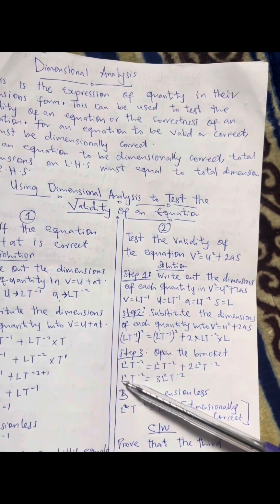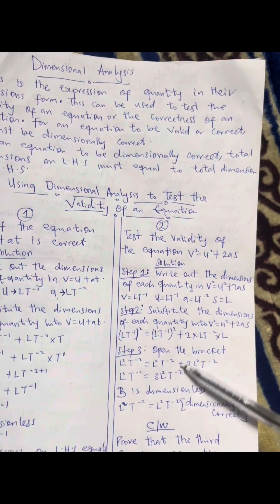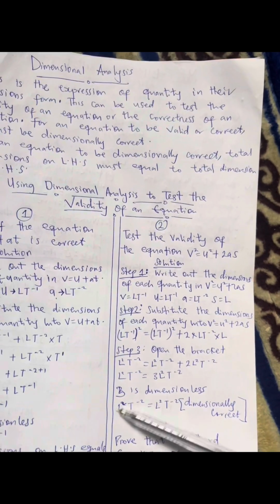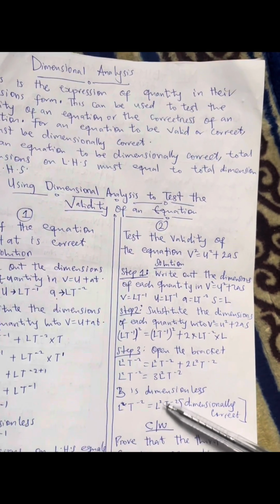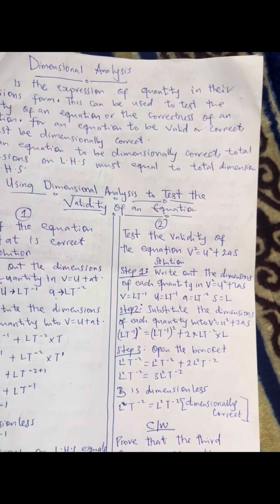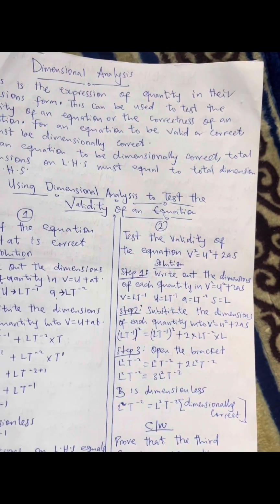So this will now be L^2 T^-2 = 3L^2 T^-2. Don't forget that all numbers are dimensionless. So 3 is dimensionless. Therefore, L^2 T^-2 will be equal to what? L^2 T^-2. Hence, it is dimensionally correct. Therefore, it is valid.